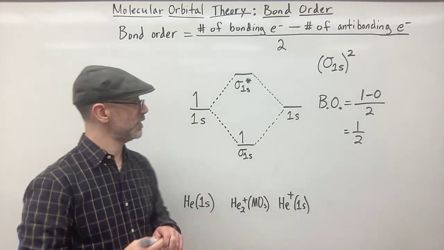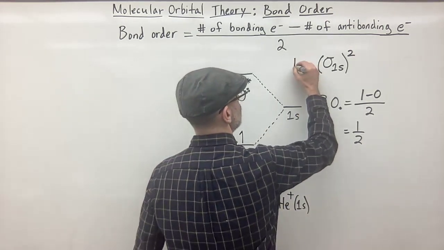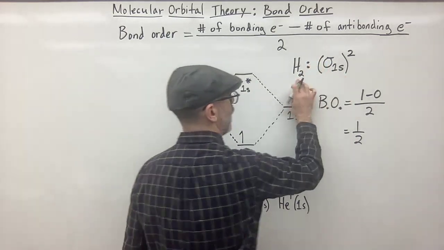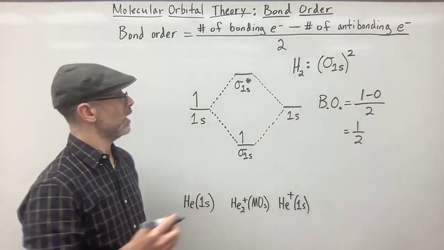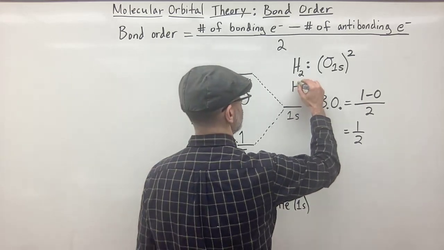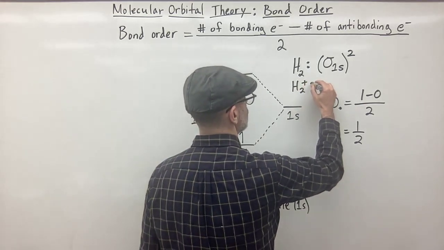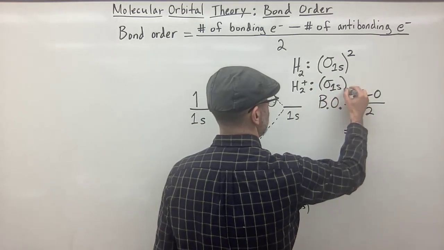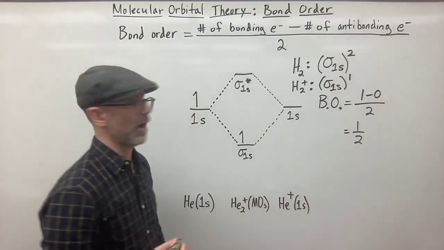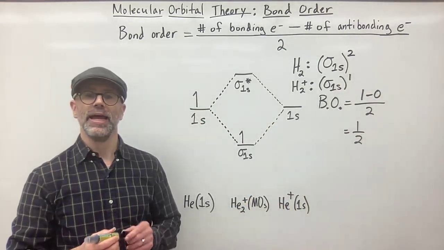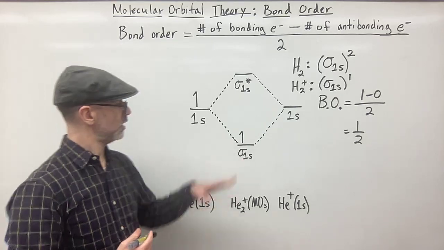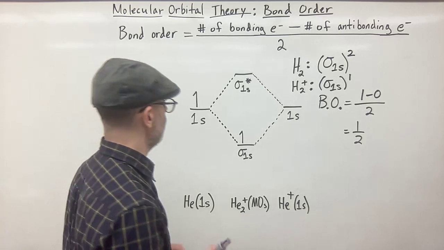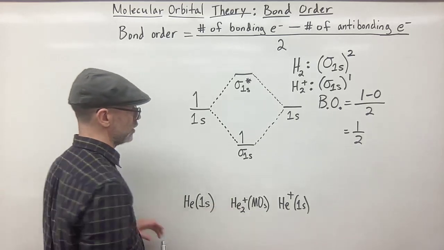Oh, and I forgot. So for the He, this is the electron configuration for H2, the molecule H2. The electron configuration for H2 plus would be sigma 1s, and it has one electron in there. So that would be the electron configuration for H2 plus using the molecular orbitals. Okay, so back to He2 plus.